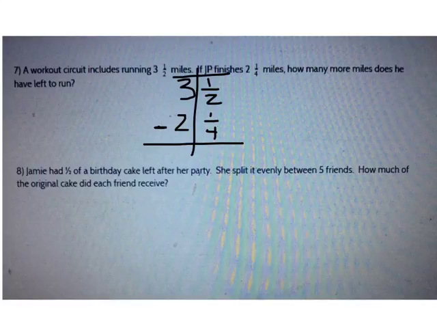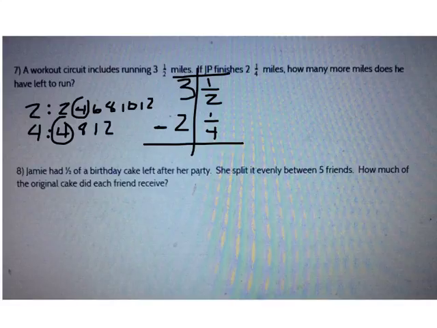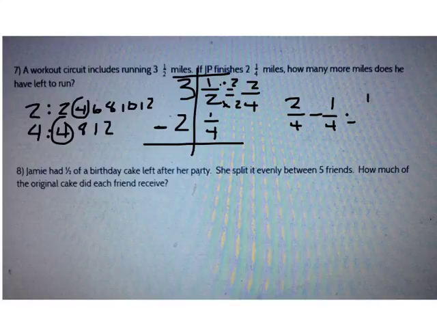I can't subtract 1/2 and 1/4 like they are because they have different denominators. Go ahead and list the multiples of 2 and 4 to find the least common denominator. It's 4. When I change 1/2 so that the denominator is 4, what's the resulting fraction? Well, 2 times 2 is 4, and 1 times 2 is 2. So I get 2/4. Now I can subtract. What's 2/4 minus 1/4? It's 1/4. What's 3 minus 2? It's 1. So my answer is 1 and 1/4.